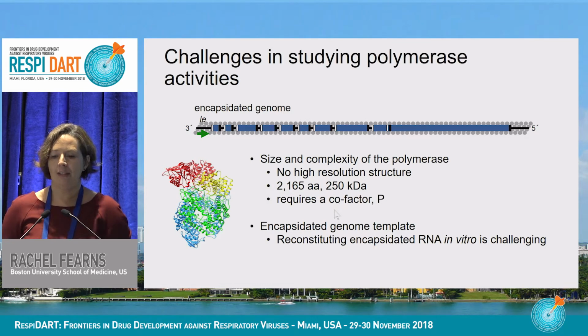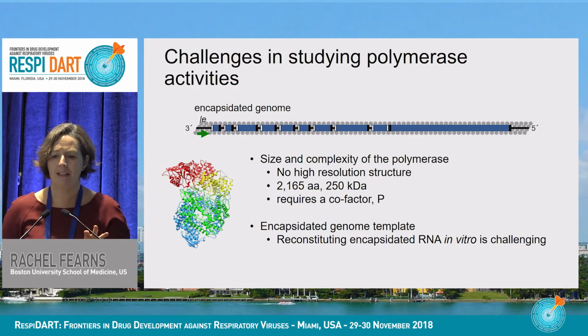And so I think for these reasons, the field is lagging behind, and as I said, we don't have a high-resolution structure. The only thing that we've got really close in terms of really high resolution is a structure of the C-terminal fragment of the human metapneumovirus polymerase, the methyltransferase domain. So that's a closely related polymerase.